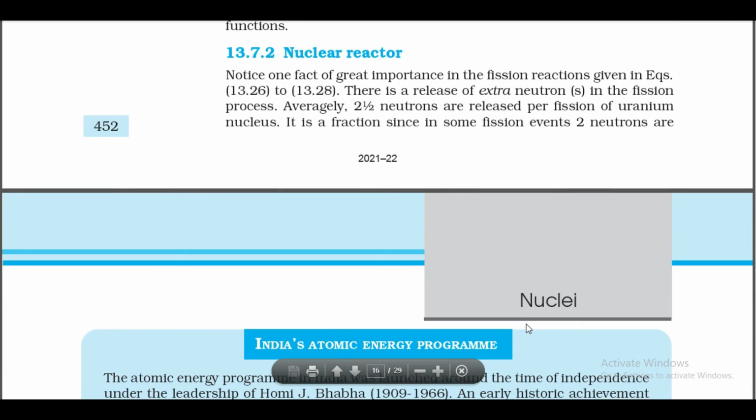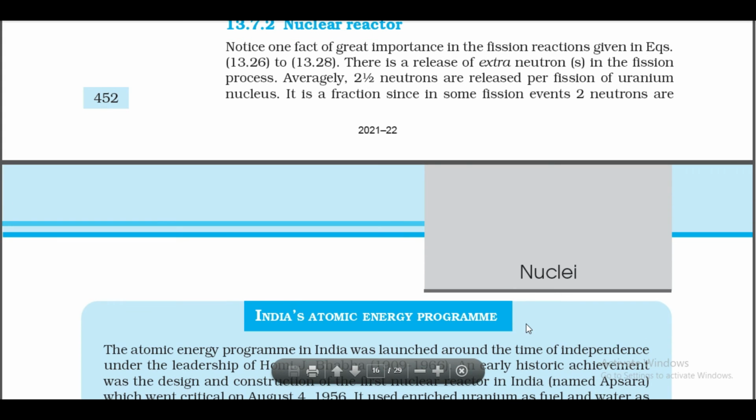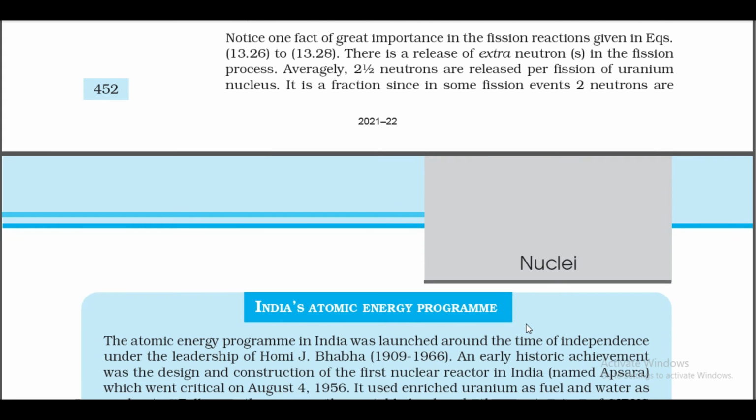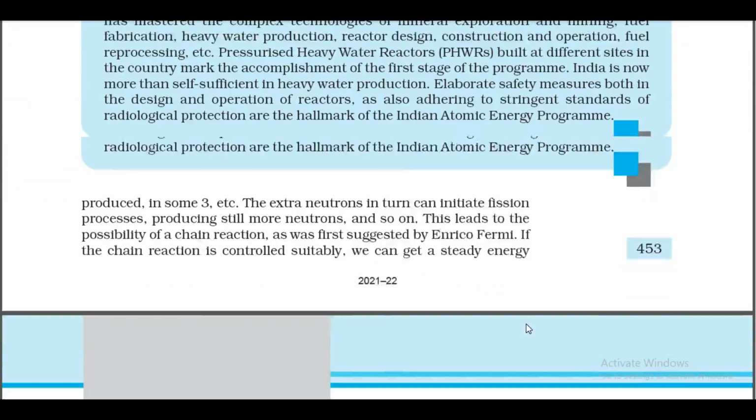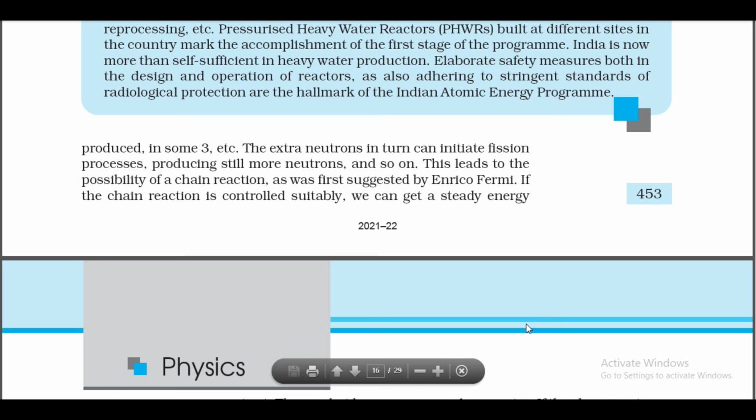13.7.2 Nuclear reactor. Notice one fact of great importance in the fission reactions given in equations 13.26 to 13.28. There is a release of extra neutrons in the fission process. On average, 2 1/2 neutrons are released per fission of a uranium nucleus. It is a fraction since in some fission events 2 neutrons are produced, in some 3, etc.